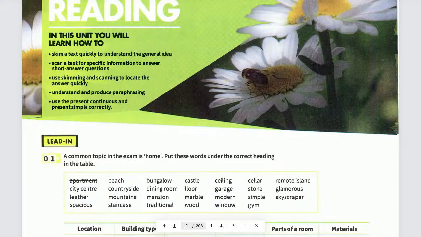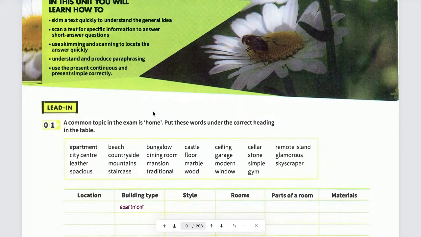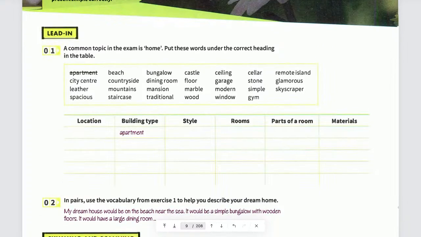Skim a text quickly to understand the general idea. Scan the text for specific information to answer short answer questions. Use skimming and scanning to locate the answer quickly. Understand and produce paraphrasing. Use the present continuous and present simple correctly. So this is what we have to learn. If you don't have any question, then just move on.